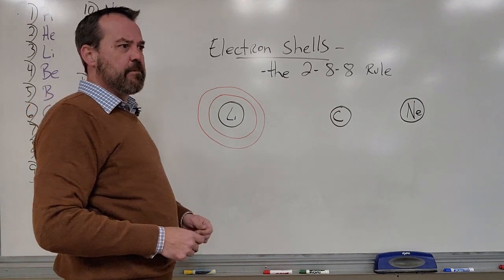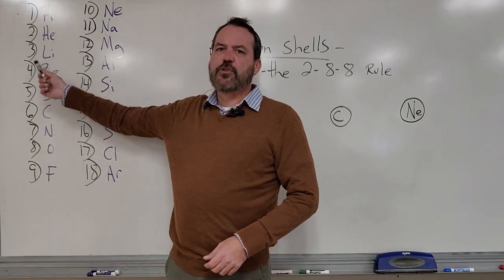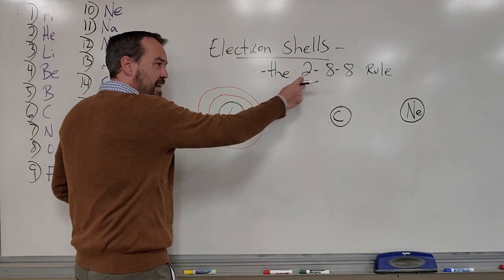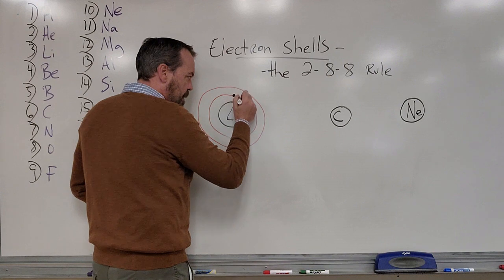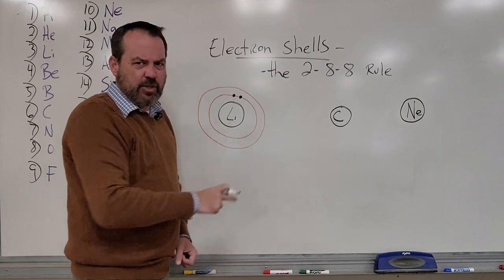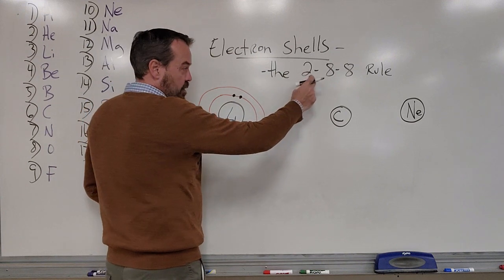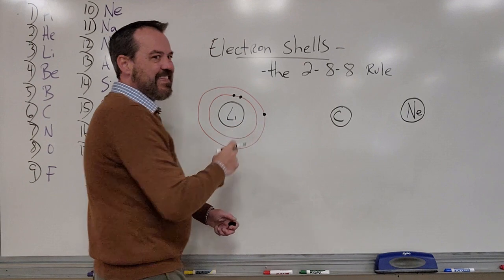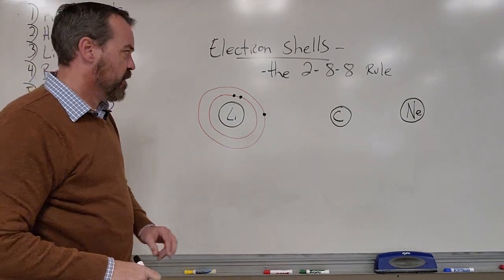So if I look at lithium, first thing I need to do is come over here and say, okay, lithium is atomic number 3. So it's got 3 protons, so I know it's got 3 electrons. The 288 rule tells me I can put 2 electrons in the first shell, and I tend to pair my electrons up. It just makes it easier for me. Now that first shell is full, so I move to the second shell. So I put 1 electron in the outermost shell. There is lithium and the electron configuration of lithium.